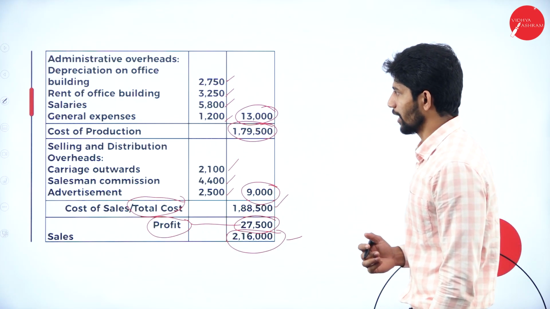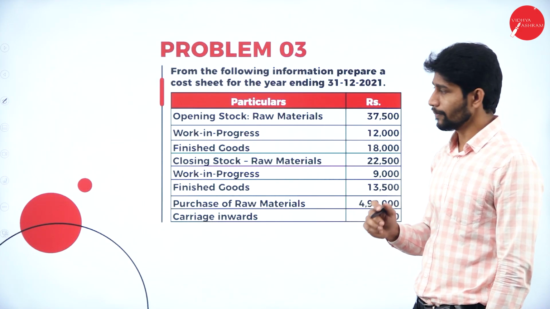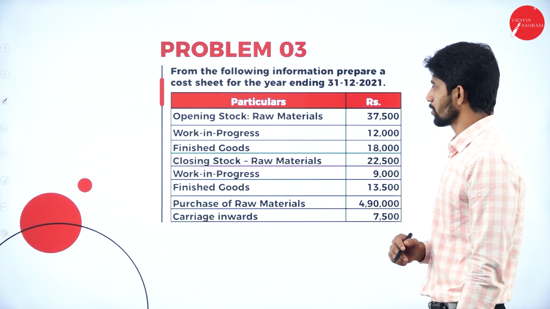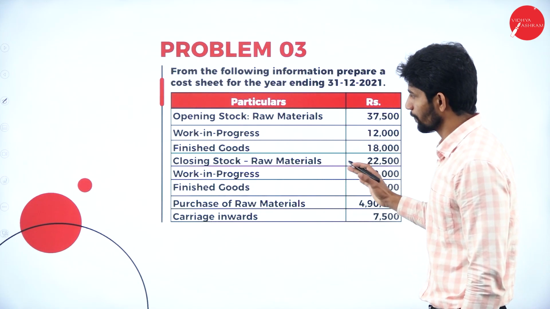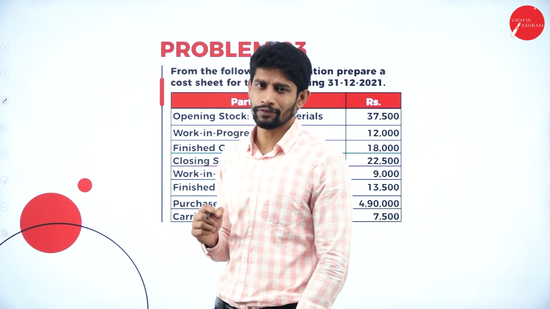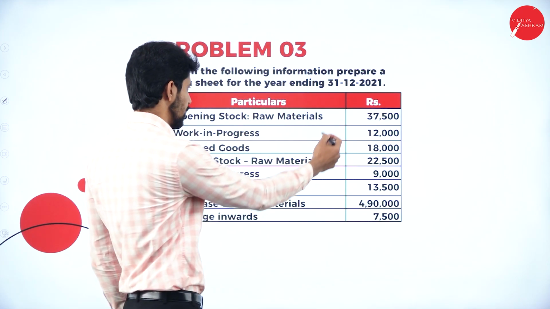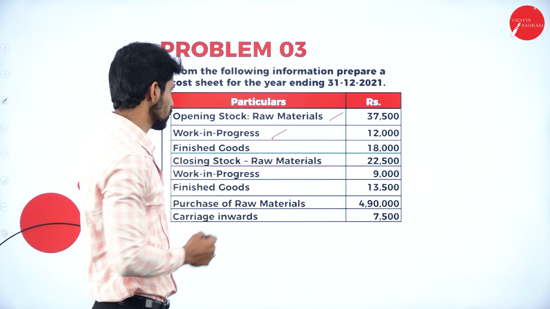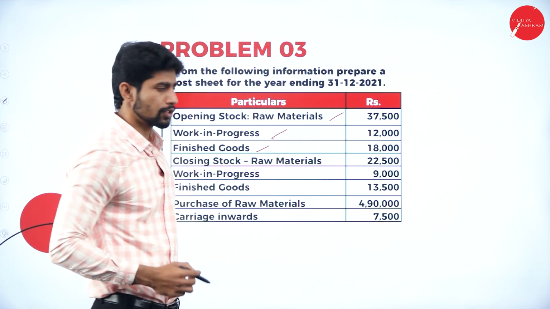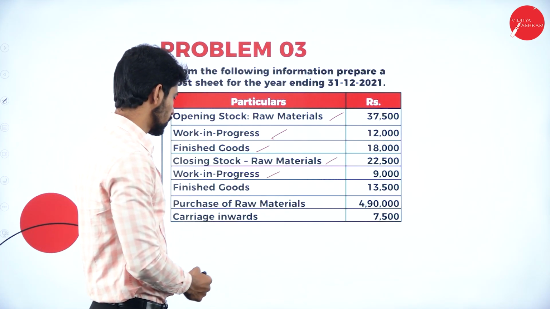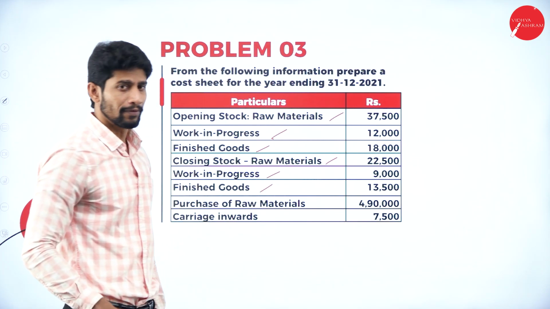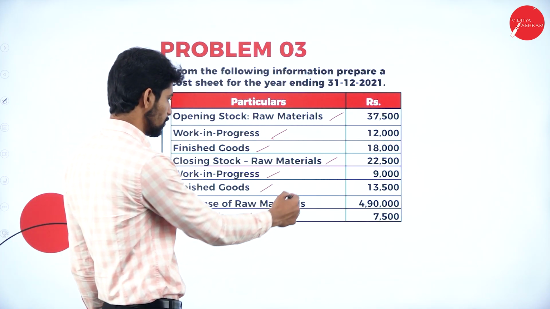So next, moving on to the next problem. Problem number 3: from the following information, prepare a cost sheet for the year ending 31st December 2021. So these are the informations given. Opening stock of raw materials is given. Next, opening stock of work in progress is given. Opening stock of finished goods is given. Next, closing stock of raw material, closing stock of work in progress, closing stock of finished goods is given. Next, purchase of raw material.